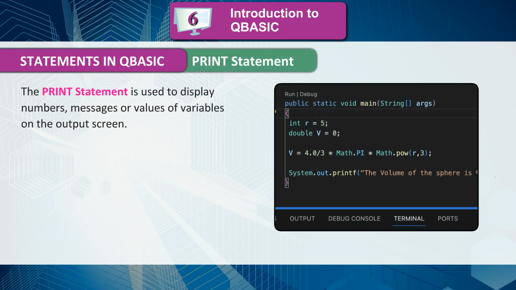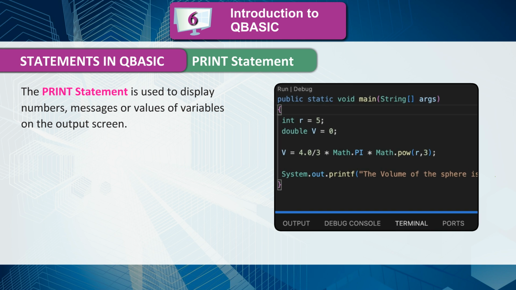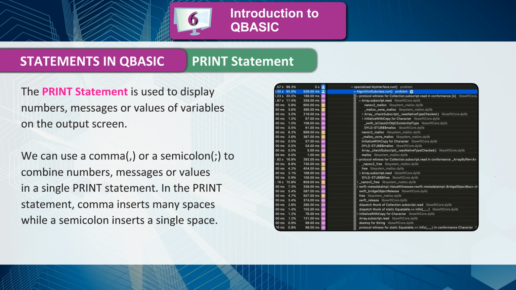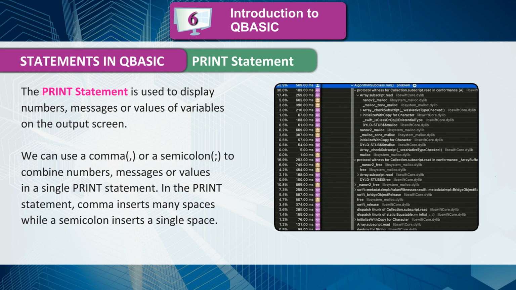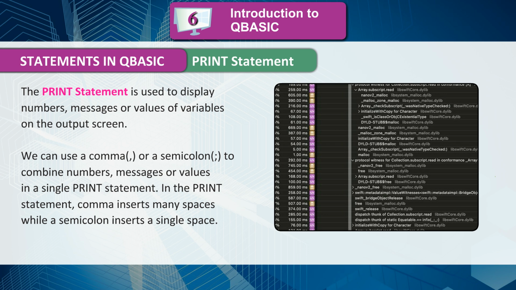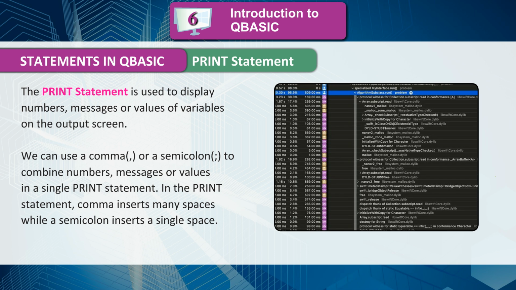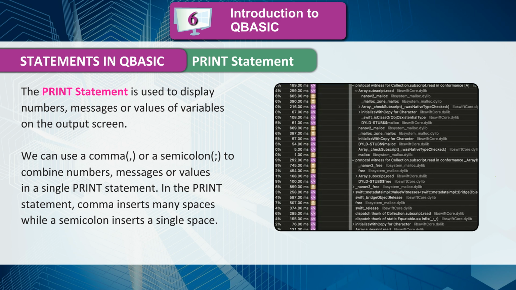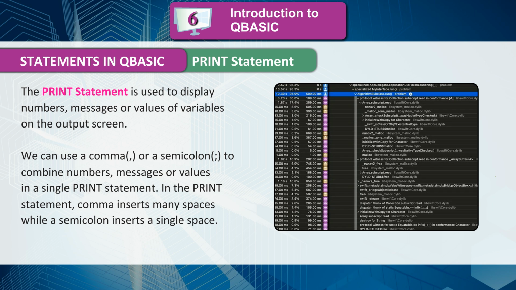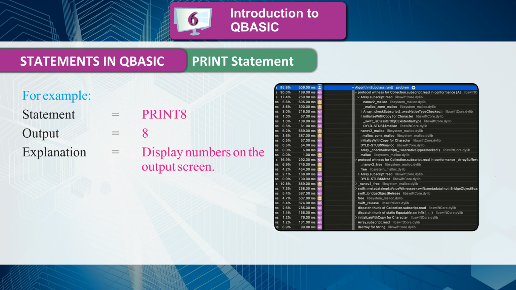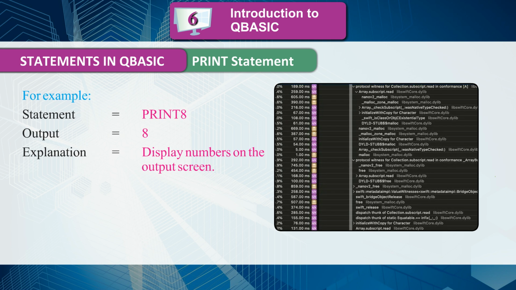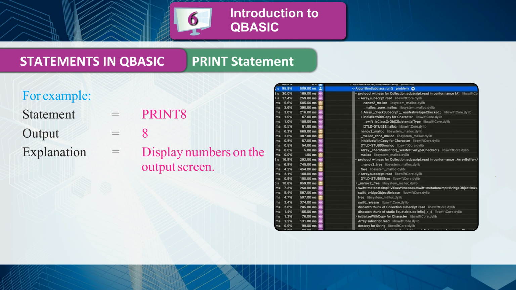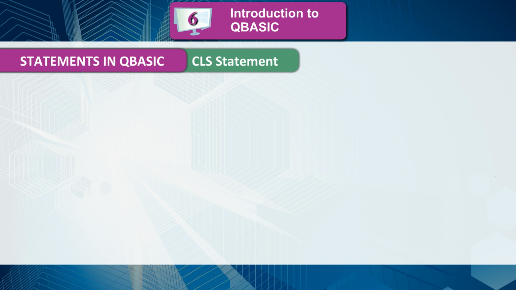Print statement. The print statement is used to display numbers, messages, or values of variables on the output screen. We can use a comma or a semicolon to combine numbers, messages, or values in a single print statement. In the print statement, a comma inserts many spaces, while a semicolon inserts a single space. For example, statement: print 8. Output: 8. Explanation: displays numbers on the output screen.